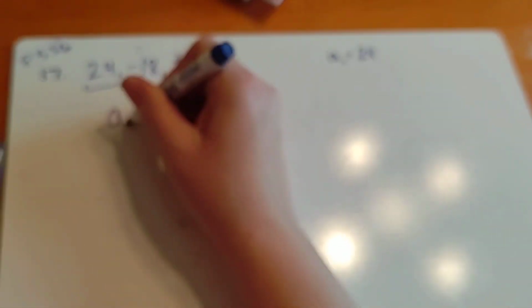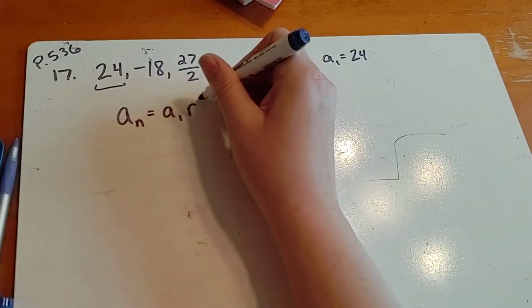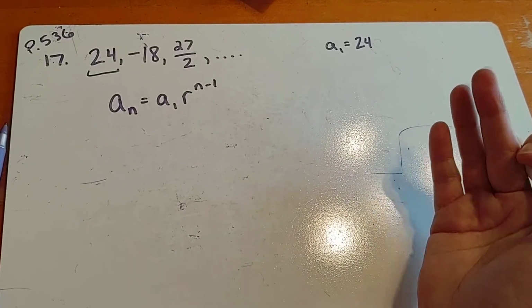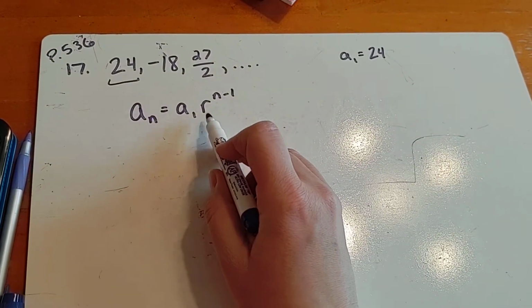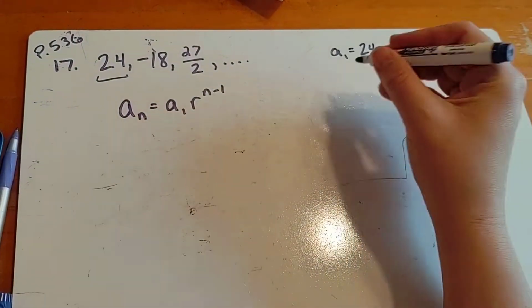So I'm going to use the formula a sub n equals a sub 1 times r to the power of n minus 1. Now this would be great. I could get to my answer right away if I knew r. And I just cannot identify r just by looking at this sequence. So how am I going to find r?